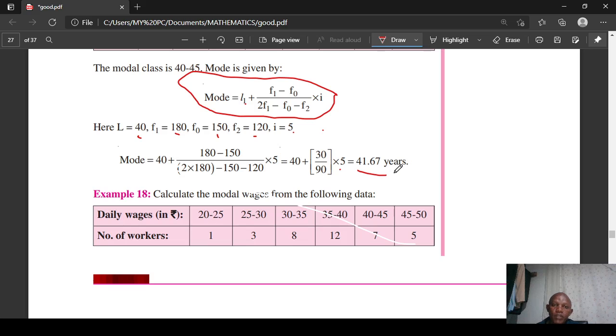I think that should be enough for this. Maybe we can do another example. We can sit for another example in a little while.